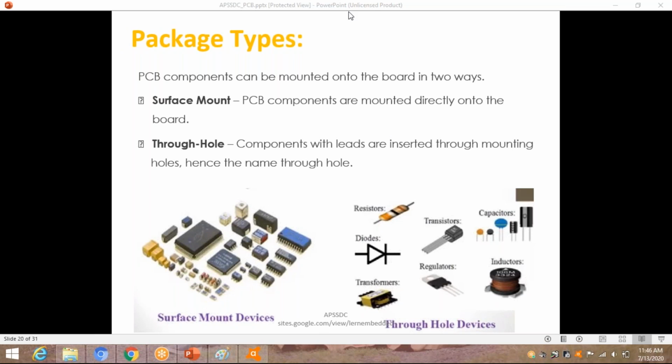There is no soldering on the components.